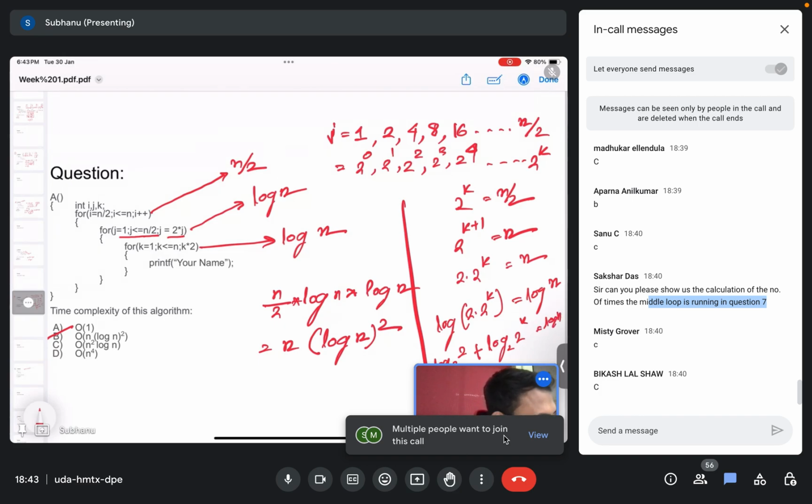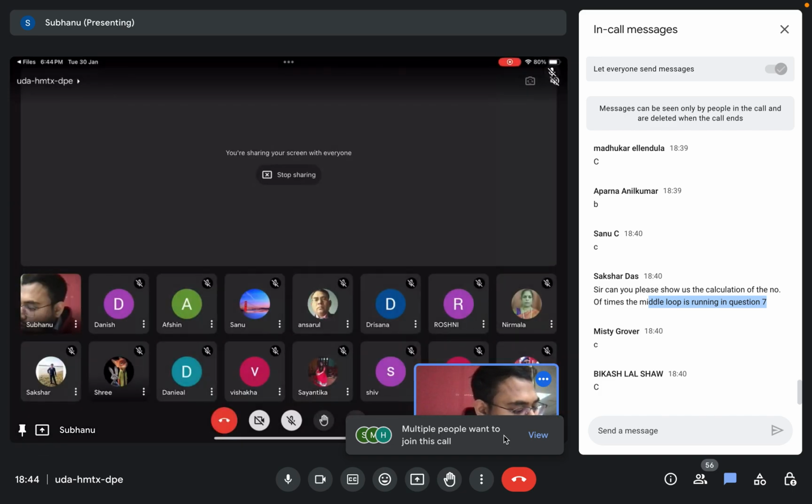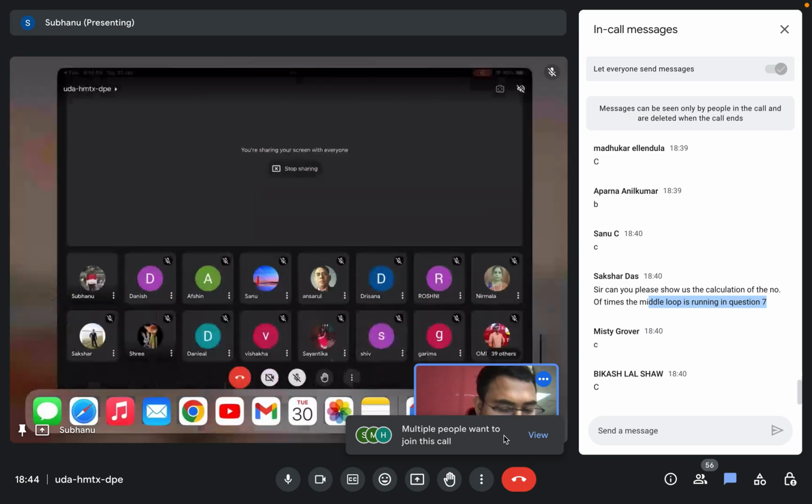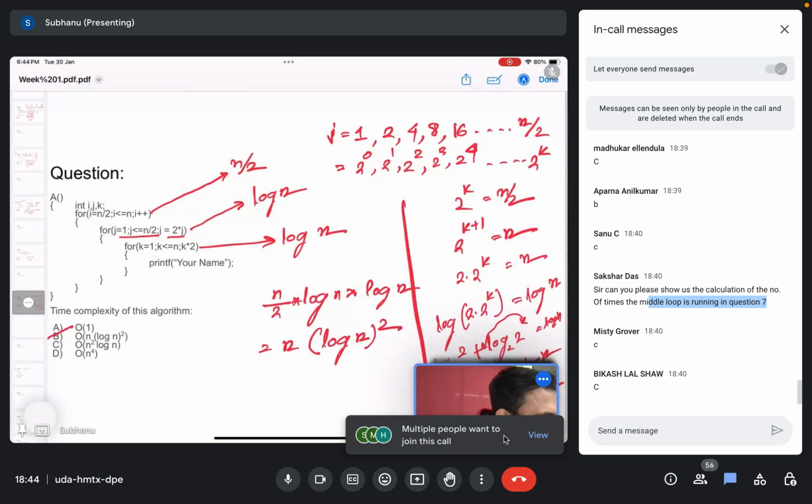So it will be 1 plus, this k will come here, k into 1, is equal to log n. Okay, so k will basically be equivalent to log n.